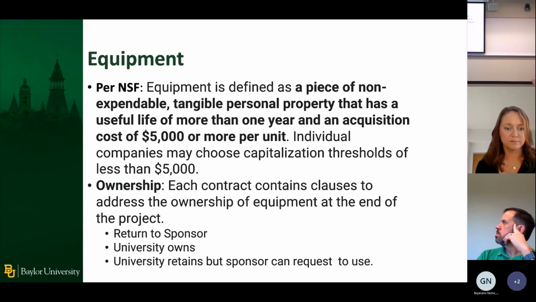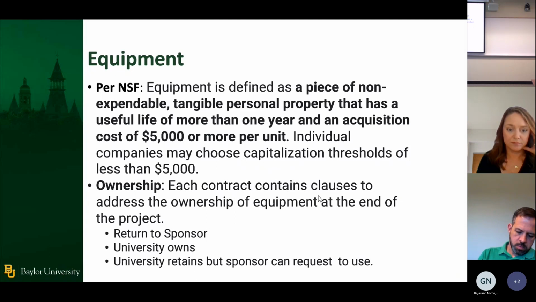And if it's more than $5,000 and has a life expectancy of more than a year, then we're going to put that in equipment. So the benefit to making sure we get that right is that you save a little bit of money in F&A if it does qualify for equipment. If you put it in equipment and it shouldn't have been there, then that's going to cause extra F&A to be charged to your project at the time that you buy that equipment. So you're going to be a little bit overspent.